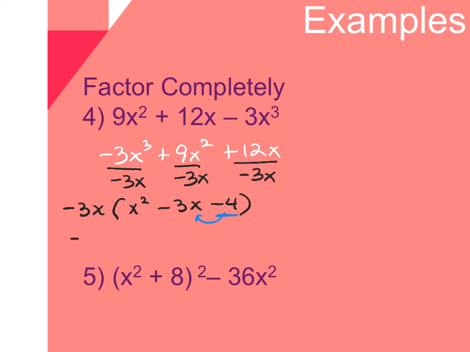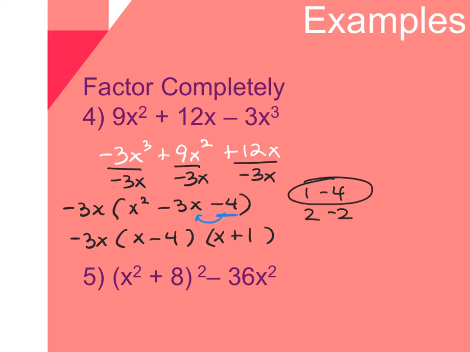So again, you're going to write your GCF. My A term is 1, so I'm just going to set this up. And now factors of -4 are 1 and 4, 2 and 2. One of them has to be negative, and the one that works is the first one. So this becomes x minus 4, x plus 1.